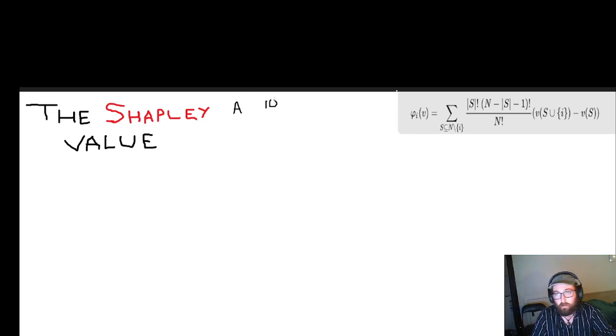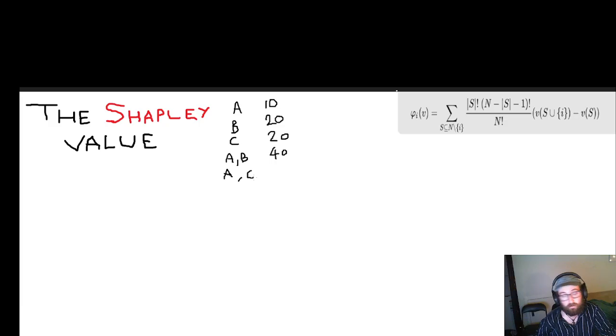Person A is making 10 an hour. Person B by themselves is making 20 an hour. Person C, who's a new person, is making 20 an hour as well. These are all the profits people are making by themselves. Now, if person A and B can combine resources, they will be making 40 an hour, as we've already discussed. If person A and person C combine their resources, they will be making $50 an hour. And if person B and person C combine their resources, they will only make $40 an hour.